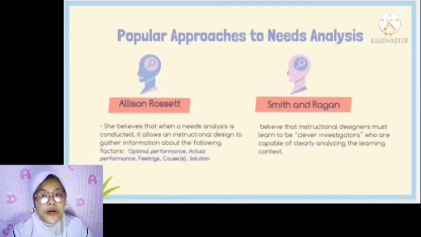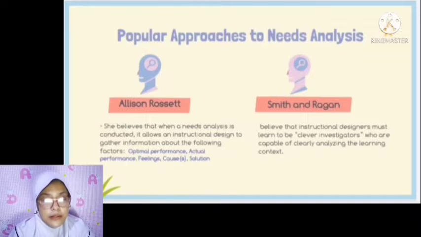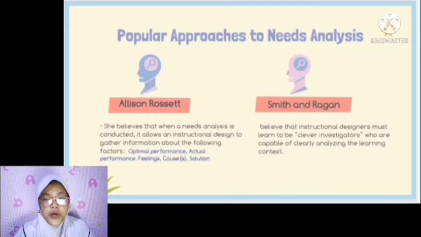Fourth, cause or causes. Rossett identifies four kinds of causes for why individuals may not be performing as they should. A. They lack the skill or knowledge. B. The environment is in the way. C. There are no, few, or improper incentives. And D. The employees are unmotivated. Fifth, solutions. So what solutions are possible? Rossett also outlines a 5-step process for conducting a needs analysis.